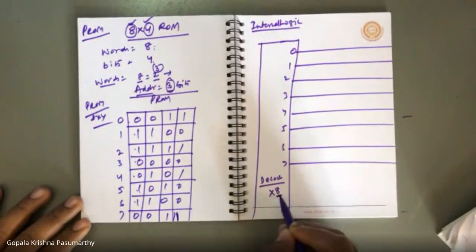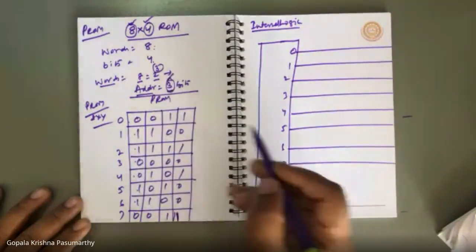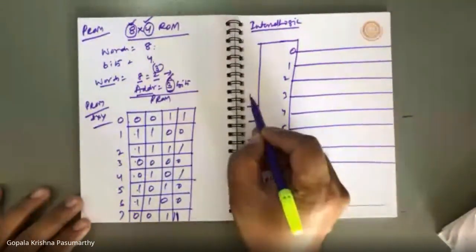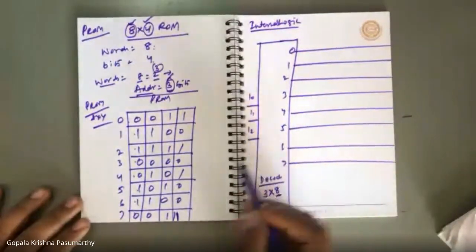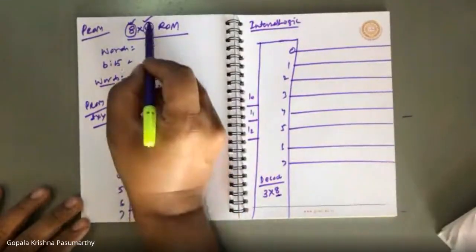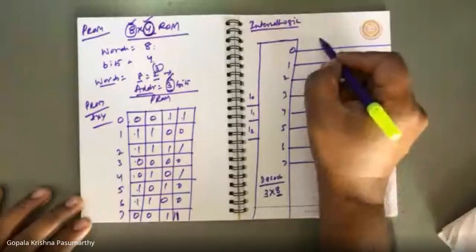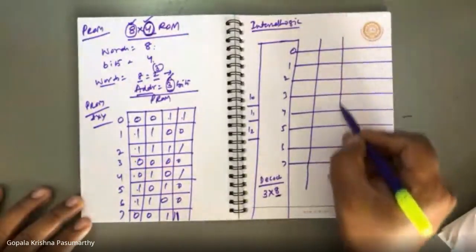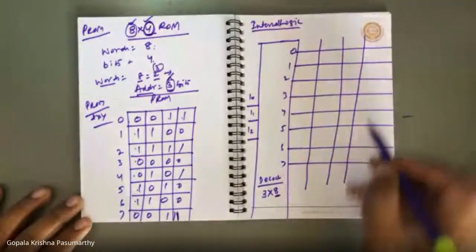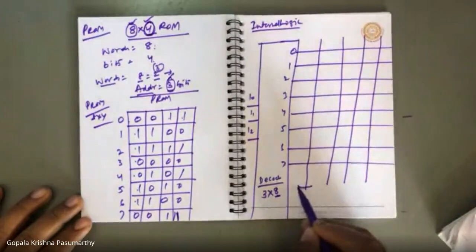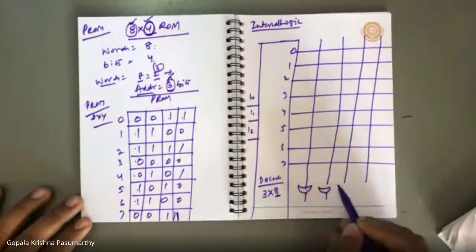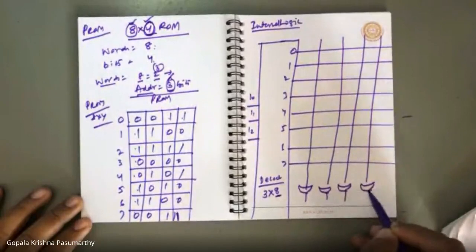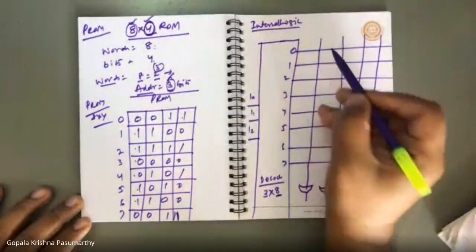For a decoder, if the outputs are 8, how many input lines? 3. This 3 is called the address: 1, 2, 3, called I0, I1, I2. Okay. Every word has how many bits? 4 bits. So 4 vertical lines: 1, 2, 3, 4. Connect them to programmable OR gates, a single OR gate each, because these junctions are programmable.